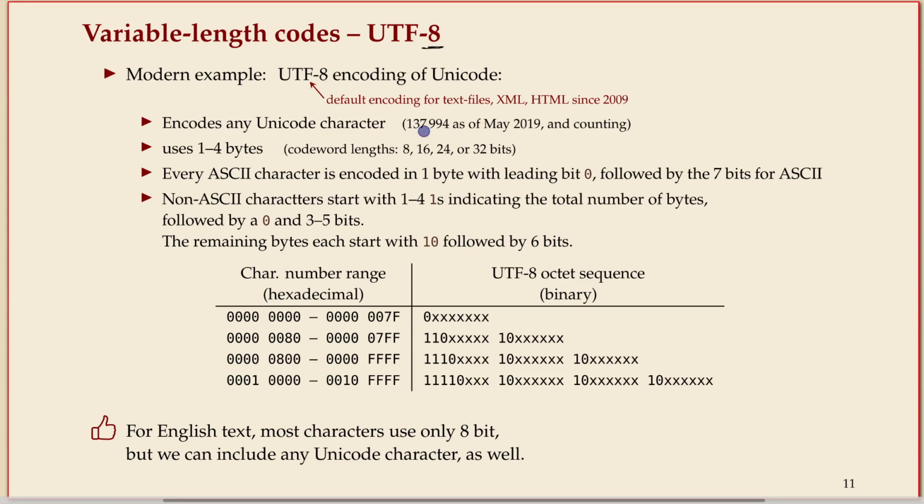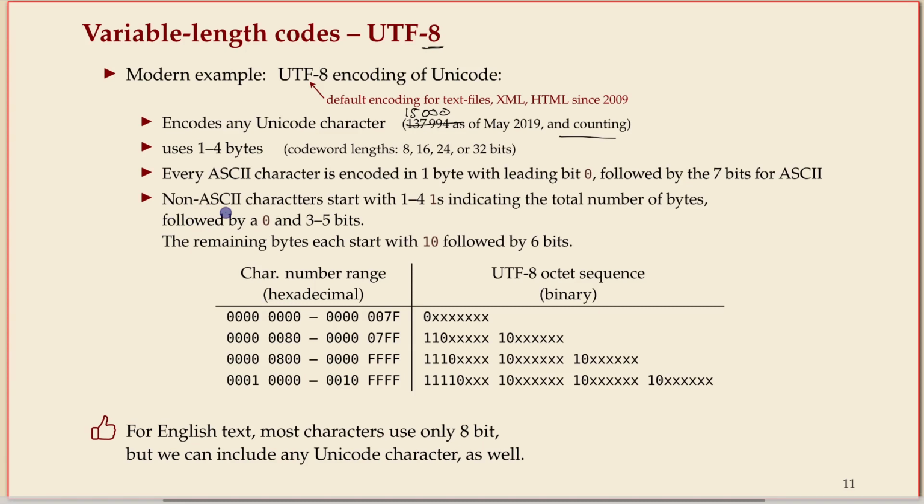Okay, that's out of date. I have to update the slide. It keeps changing. So it's more like 150,000. Well, and counting is the important bit. Now, it's a variable length code because it needs between 1 and 4 bytes for one character. It reserves the short code word of 1 byte for the ASCII characters because still, by and large, a lot of text is using those characters.